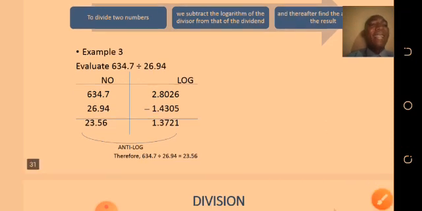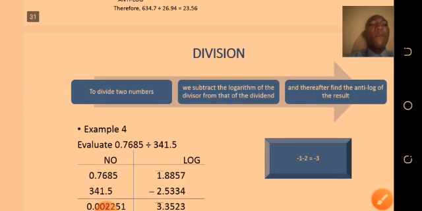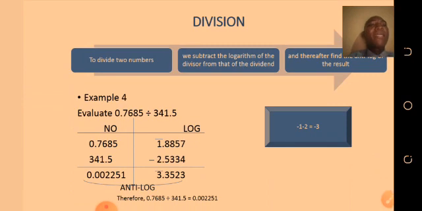So let's check example 4 now. Example 4 says 0.7685 to be divided by 341.5. What is the dividend there? The dividend is 0.7685, while the divisor is 341.5. So let's go to that now.